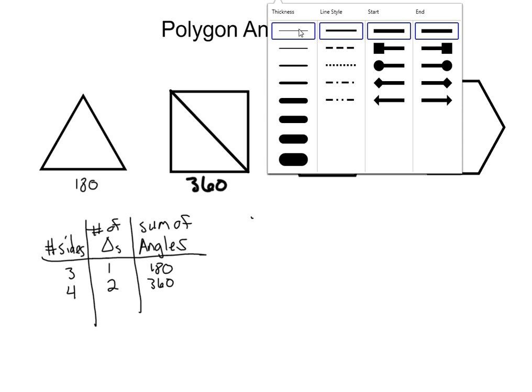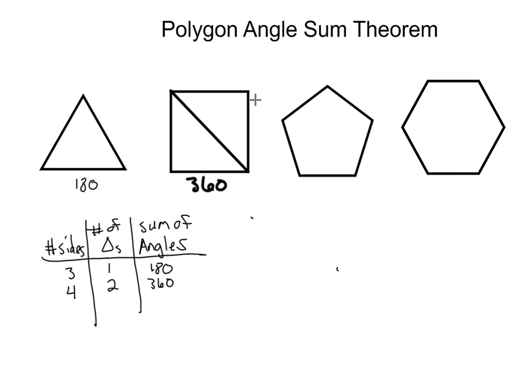So let's go for a pentagon here. I'm going to make all the diagonals from one corner. And you'll notice there are three triangles. Since there are three triangles, that means it's going to be 540 degrees.